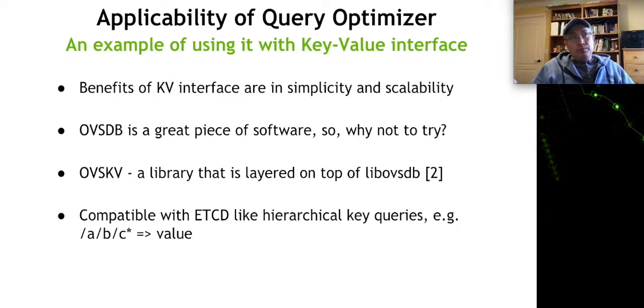So let's look at things in perspective of what else we can do in the future and the applicability of this query optimizer. What can we do? Today OVSDB is obviously a relational database with cross-table correlations and so forth, and a nice monitoring API. One idea came up: why don't we look at the key value interface because of its simplicity and potential scalability?